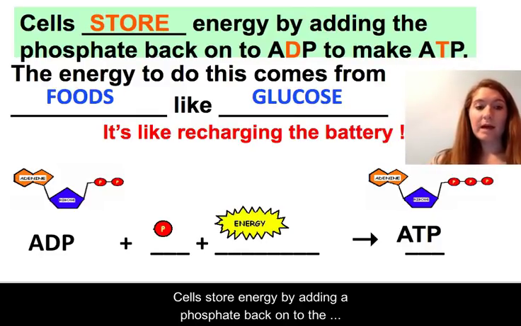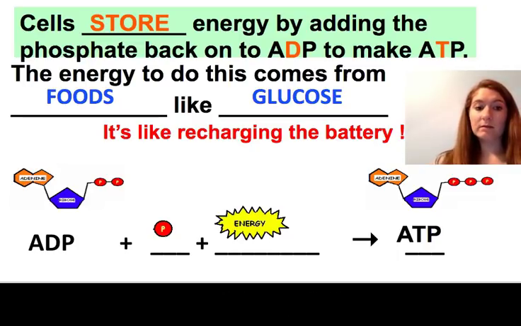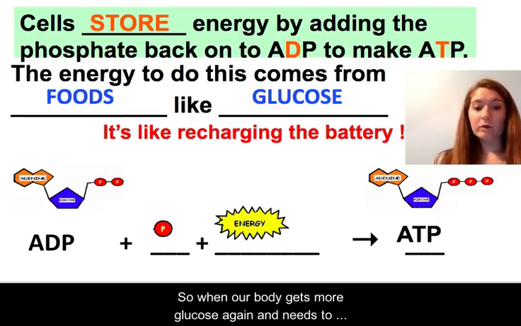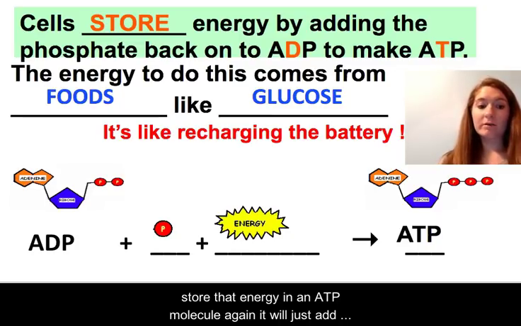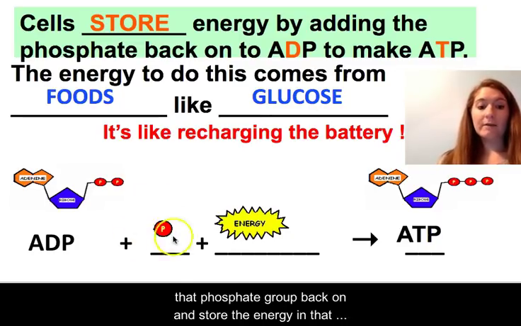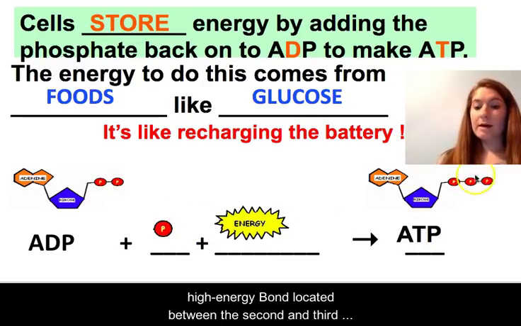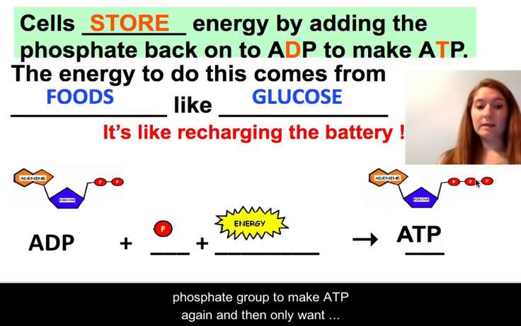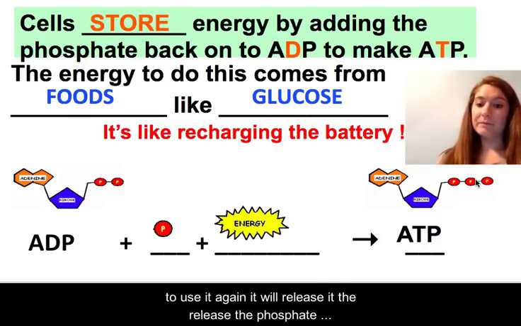Cells store energy by adding the phosphate back onto the ADP to make ATP again. It's kind of like recharging a battery. So when our body gets more glucose again, and it needs to store that energy in an ATP molecule again, it will just add that phosphate group back on and store the energy in that high energy bond located between the second and third phosphate group to make ATP again. And then when we want to use it again, it will release the phosphate again into our body.